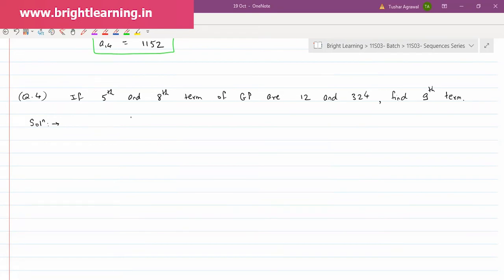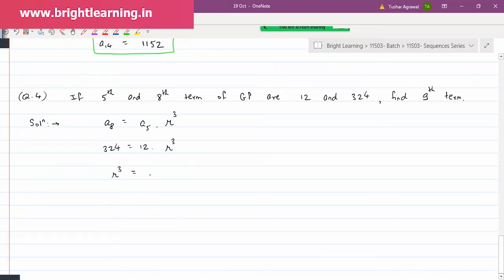972 is correct. So the 8th term and 5th term, I have the relation. The 8th term is from the 5th term, 3 steps ahead. 3 steps ahead means a5 into r cube. So using this relation, 324 is equal to 12 multiplied by r cube. So r cube turns out to be 324 upon 12, and 324 upon 12 is 27. So r is equal to 3. No choice of minus here. It has to be 3 only.